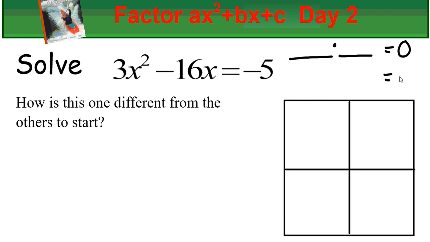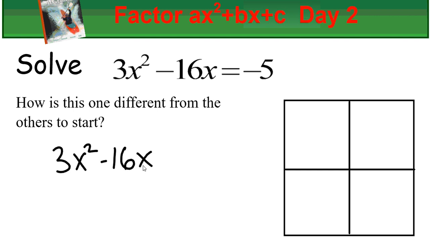If I had the thing equaling 10, is it a guarantee that one of these has to be 10? No, it could be 2 and 5. So you need it equal to 0. So how am I going to get these equal to 0? I need to add this 5 over to the other side first. I need to move it. So when I move it, I'll then have 3x squared minus 16x plus 5 equals 0.